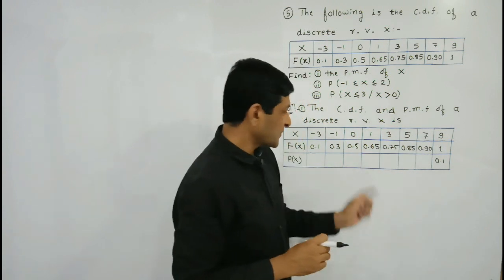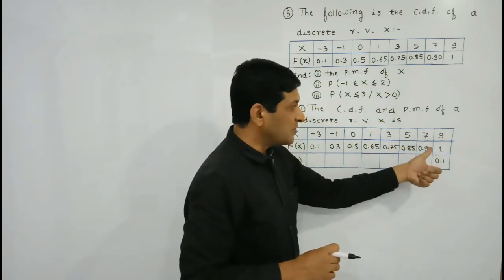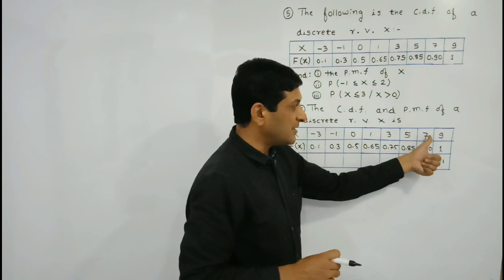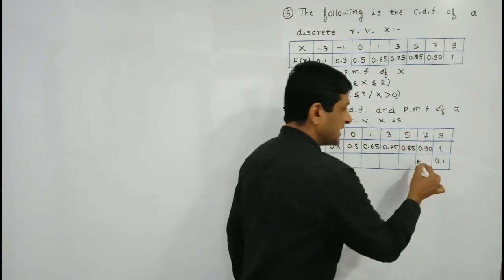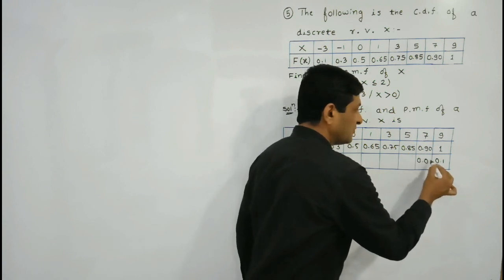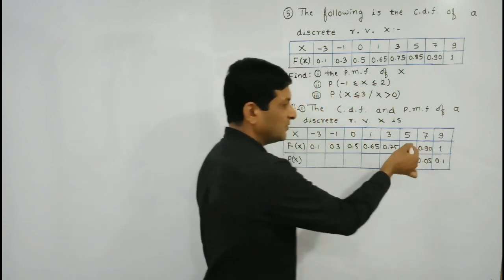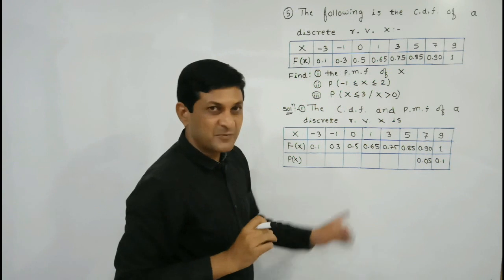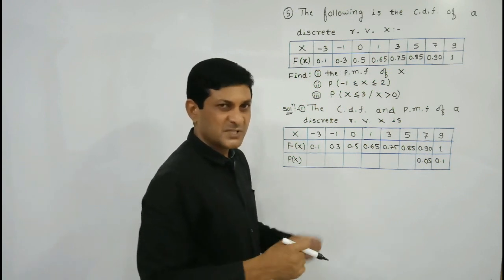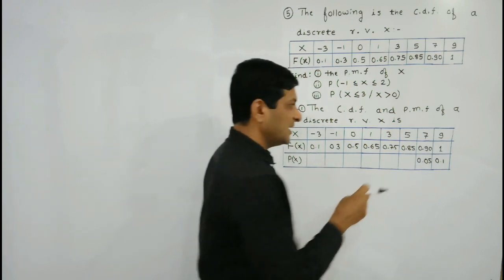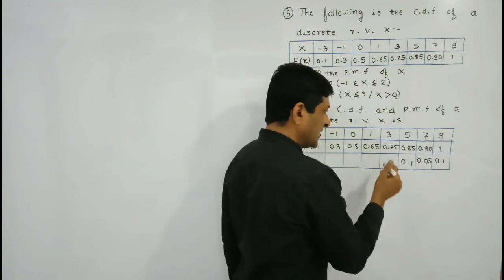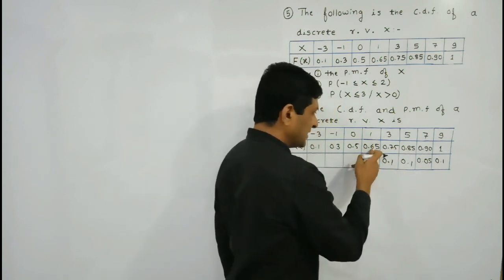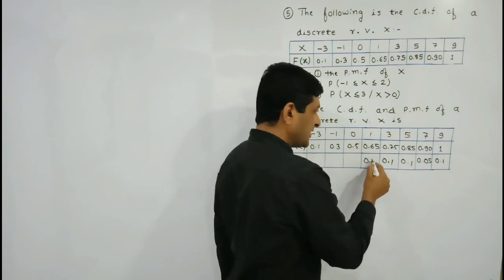In the same way to find out p of 7 we have to take subtraction of what? f of 7 and f of 5. What is this difference? Easily we can observe that this difference is 0.05. 0.90 minus 0.85 will be equal to 0.05. Use the same method to find out remaining value. So here this difference will be equal to 0.1. This difference will be also equal to 0.1. Here this difference is equal to 0.15.